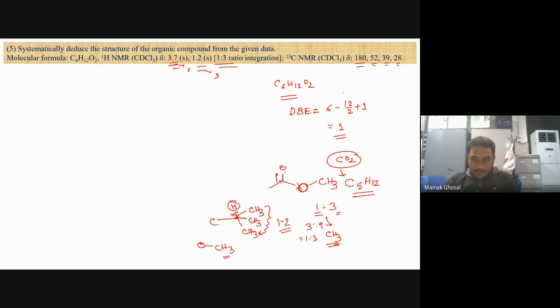Now what is this total count? C1, 2, 3, 4, so this is C4. These hydrogens will be H9. If you count, C4, H9. Now if you add CH3, C5, H12. Yes, it is matching with this. So I first need to write this structure, then I should match the carbon signals. How many different kinds of carbon will be there for these three? So I am writing the structure.